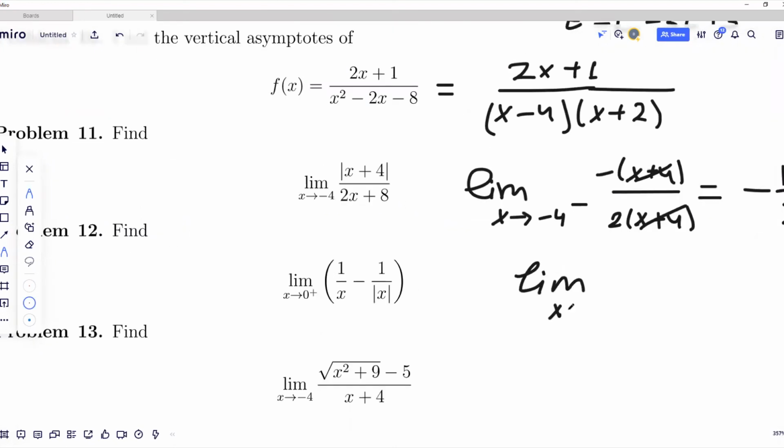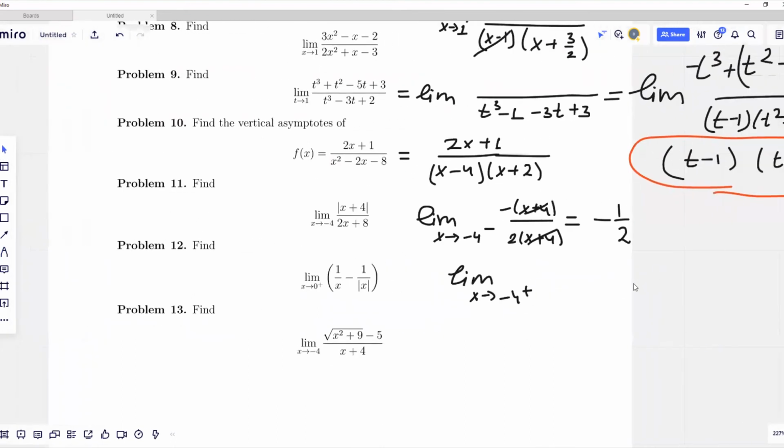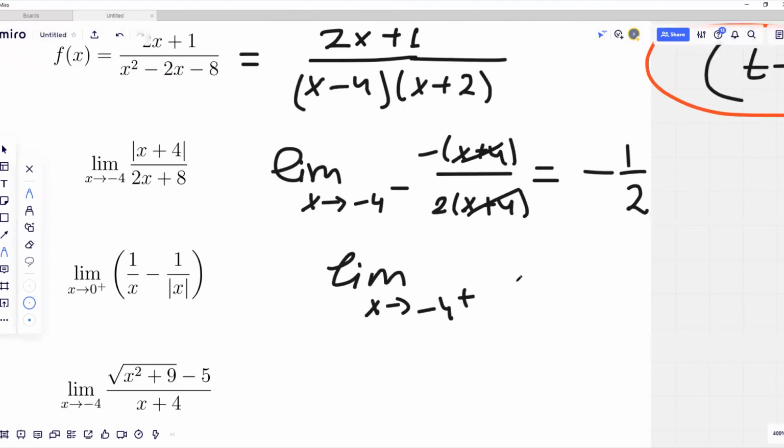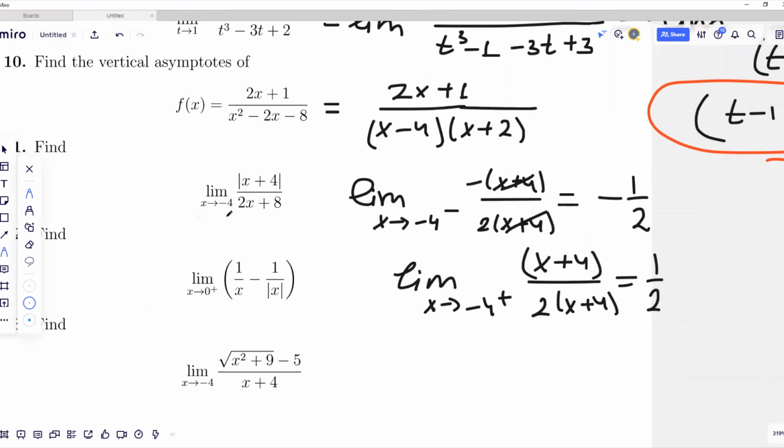Right-sided limit is when x is approaching -4 from the right side. Here, the absolute value will open as positive. So x plus 4. So this is 1/2. One-sided limits are not equal to each other, so this limit doesn't exist.